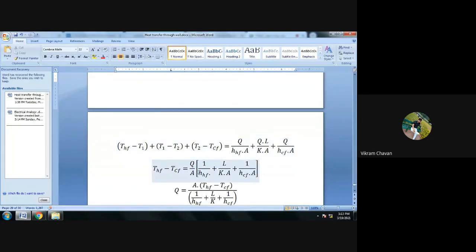So Q divided by A into bracket 1 upon H suffix HF plus L divided by K plus 1 upon H suffix CF. Here we have taken A common, so there will not be A inside the bracket. We have taken Q by A common. My mistake, do the correction accordingly.